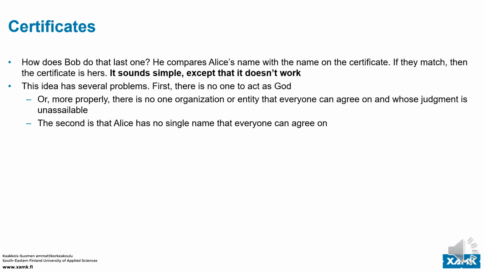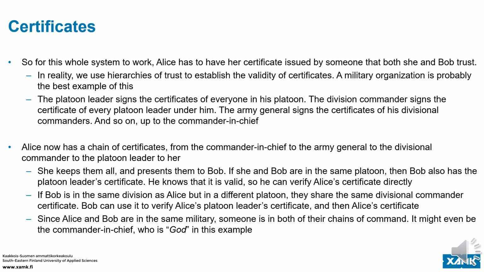Or, more properly, there is no one organization or entity that everyone can agree on and whose judgment is unassailable. The second is that Alice has no single name that everyone can agree on. So for this whole system to work, Alice has to have her certificate issued by someone that both she and Bob trust. In reality, we use hierarchies of trust to establish the validity of certificates.